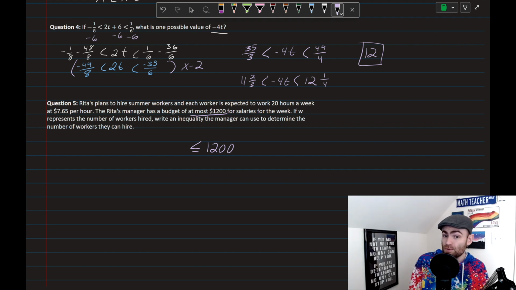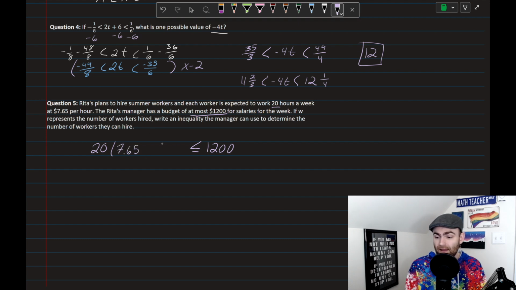Now we need to figure out what goes on the left, and that's from the workers' paychecks. So expected to work 20 hours a week. So we have 20 hours a week at $7.65 per hour. Not $4, $7.65 per hour. I can't read. And we have W workers. That would go on the other side.